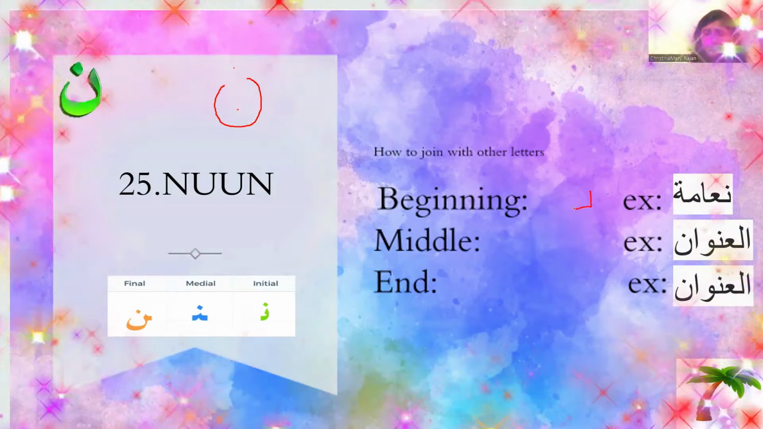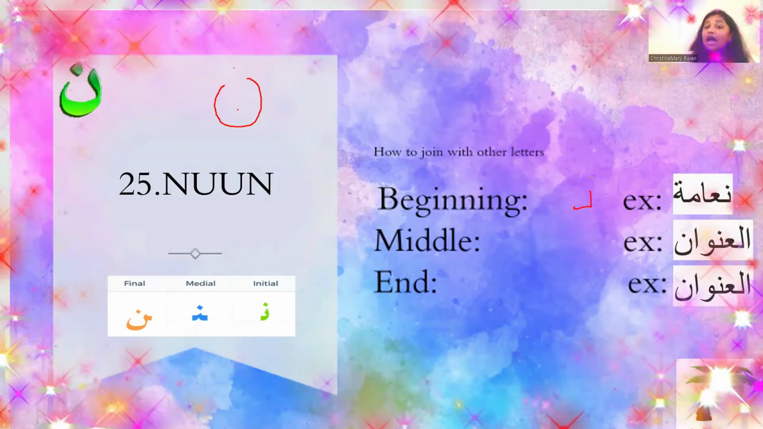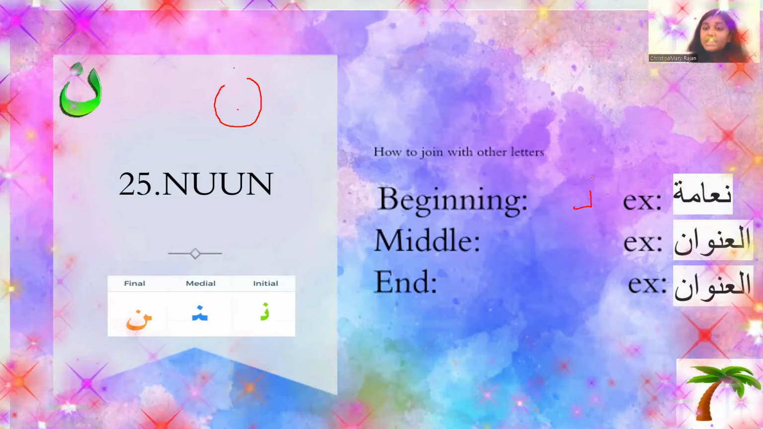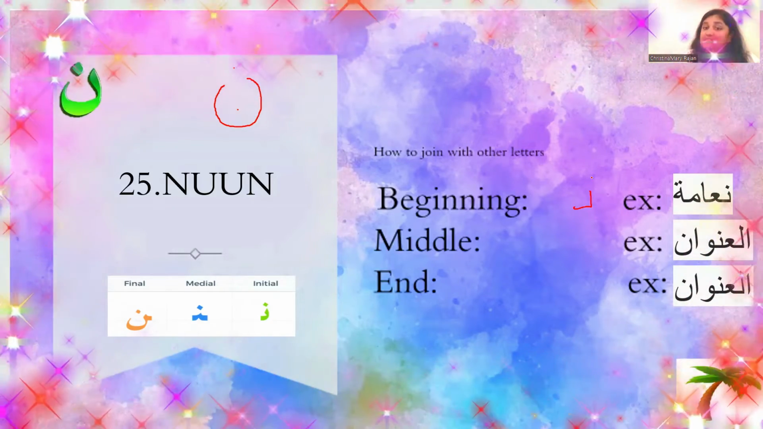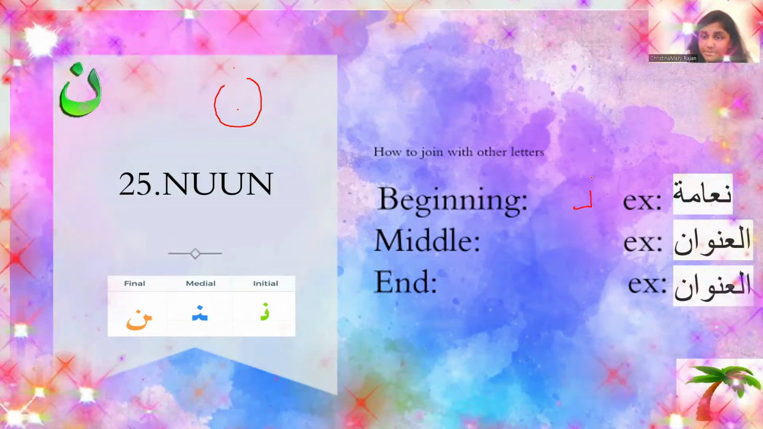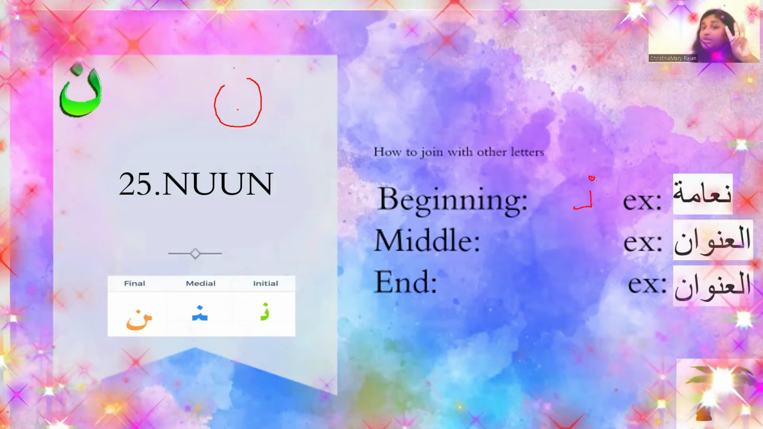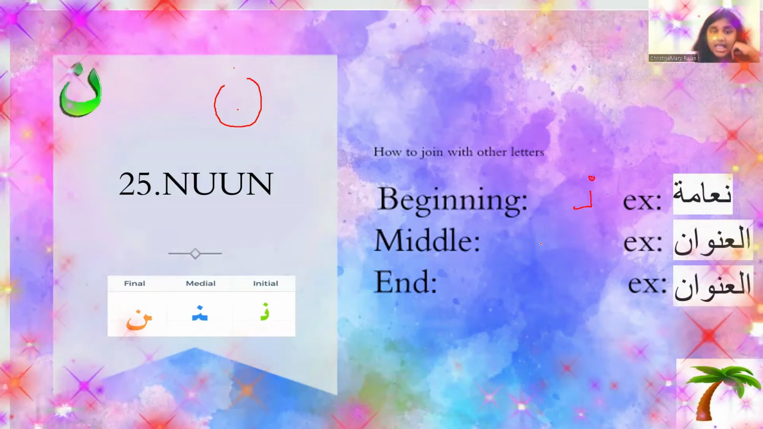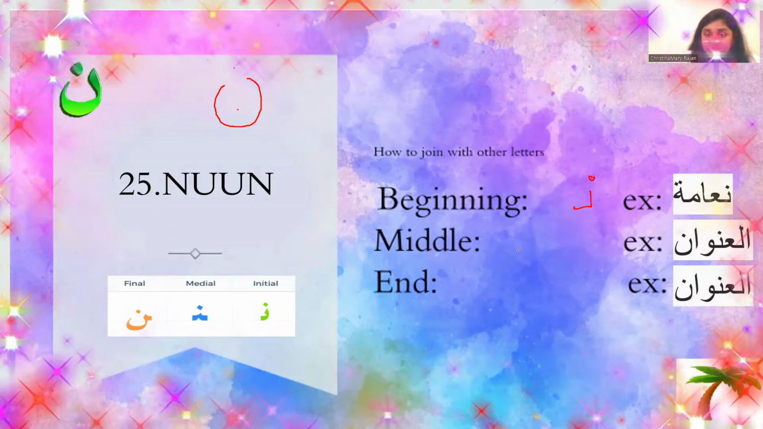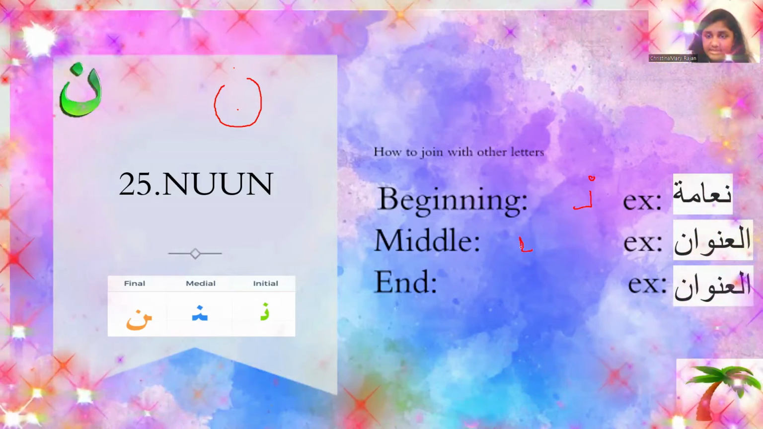So let's see how we write that in the beginning. The beginning, you remember that I taught you Alif, the Ba, Ta, and Sa, the same way itself, but we put a dot on the top. That's only one. Not two, not three, one. In the middle, we do the same thing like this.